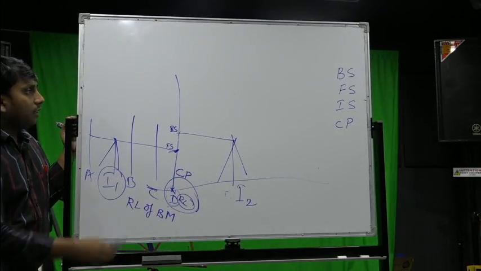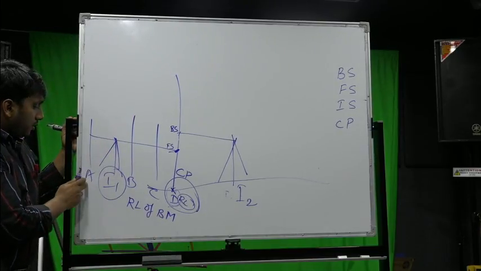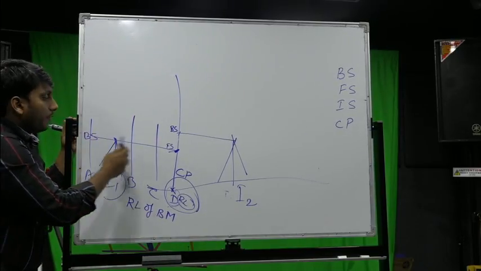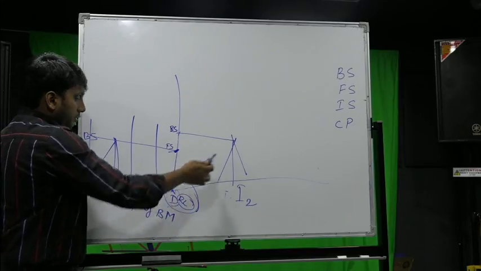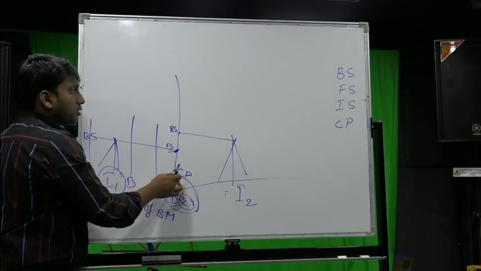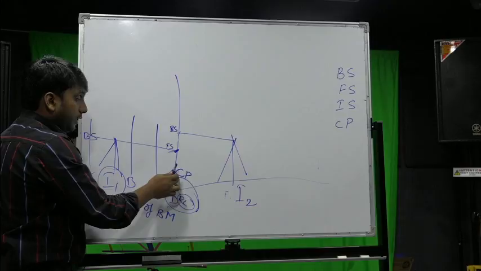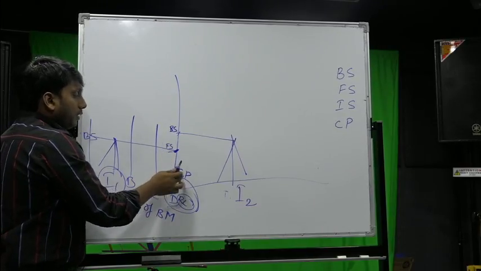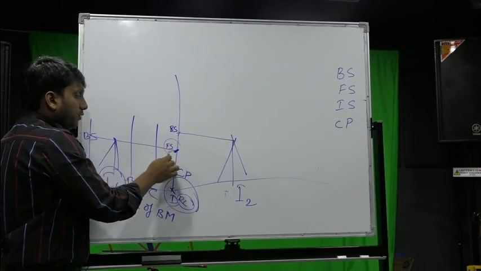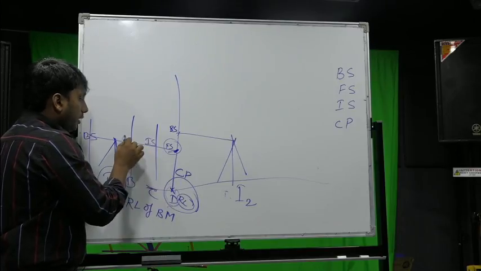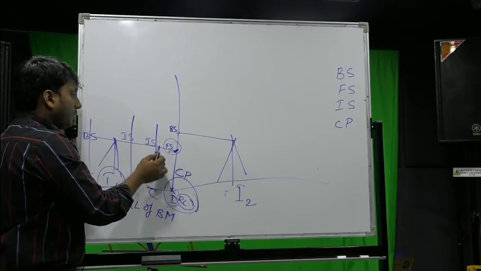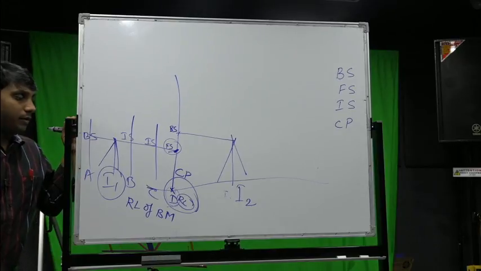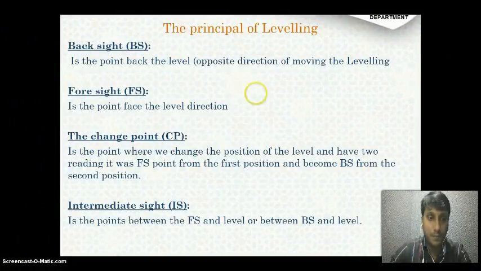I hope you got a clear understanding about backsight on the known elevation. When you change the instrument, the last point is known as the change point, and the staff reading taken on it is noted as foresight. The middle values between foresight and backsight are noted as intermediate sights.